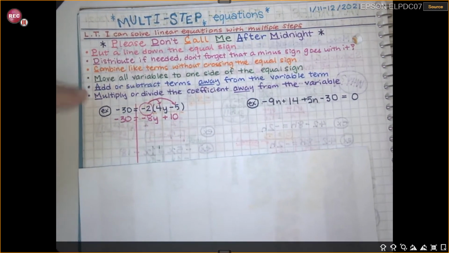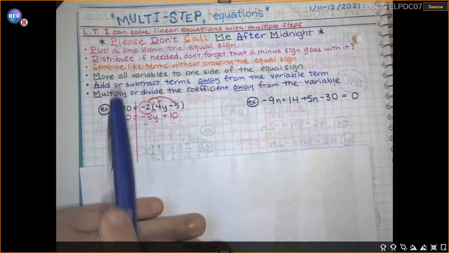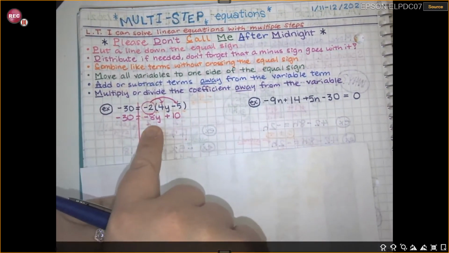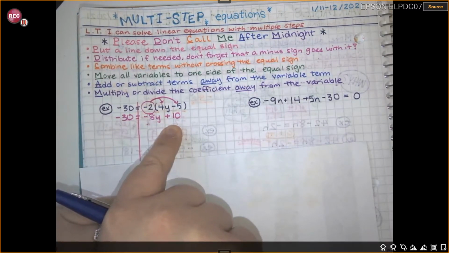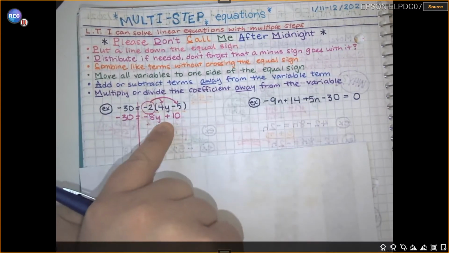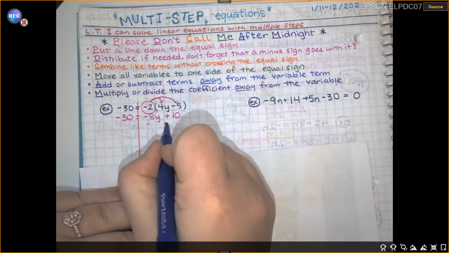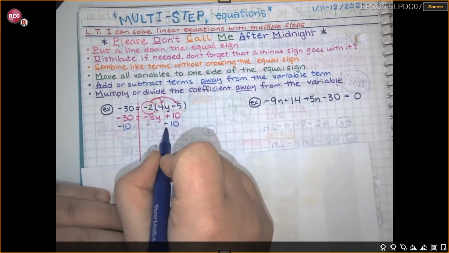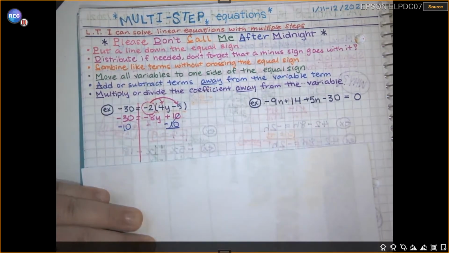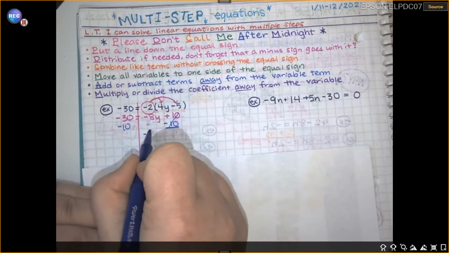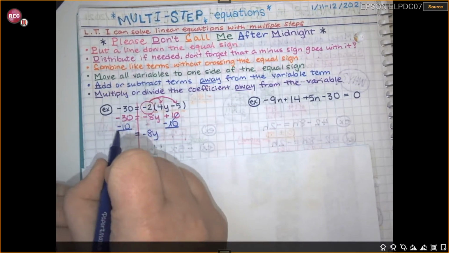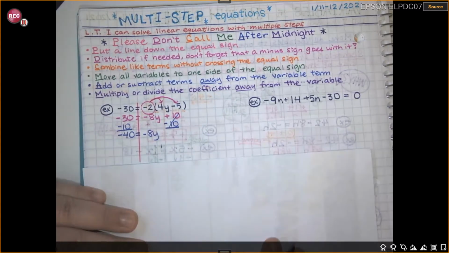So we are down to a 2-step equation, which is just add or subtract terms away from the variable term. So this is the variable term. This is not the variable term, the 10. So let's move it away, and you add or subtract it away. Since this is plus 10, we are going to subtract 10. What you do to one side, you got to do to both sides. So this is gone. I just have -8y equals, and then negative 30 minus 10 is negative 40.